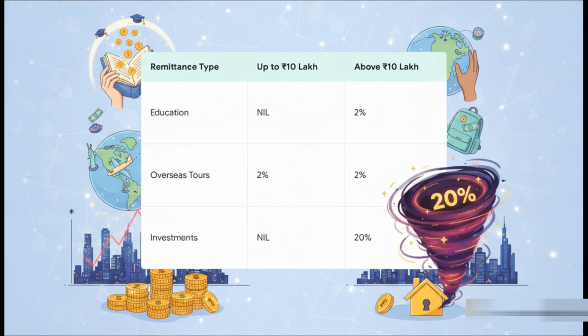Breaking down the updated TCS rates. If you're sending money for education or medical purposes, it's pretty forgiving, just a 2% tax on the amount exceeding 10 lakhs. Overseas tour packages, they take a flat 2% from the very first rupee. But look at that bottom row. If you are sending money abroad to invest in foreign shares, or maybe you're buying property, anything above 10 lakhs gets hit with a massive 20% tax collected at source. While you can technically claim this back when you file your income tax return, it represents a huge chunk of your cash flow just locked up with the government.